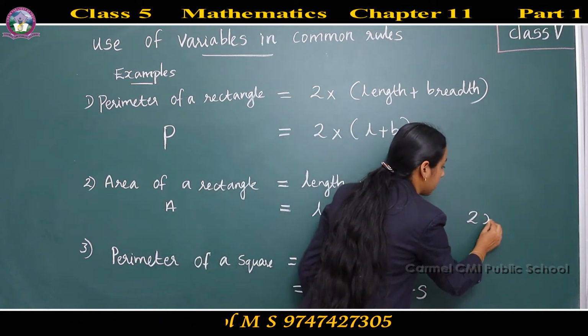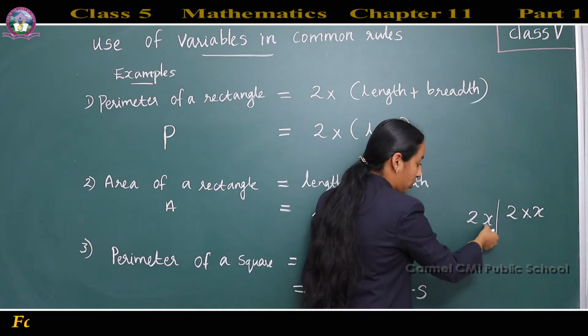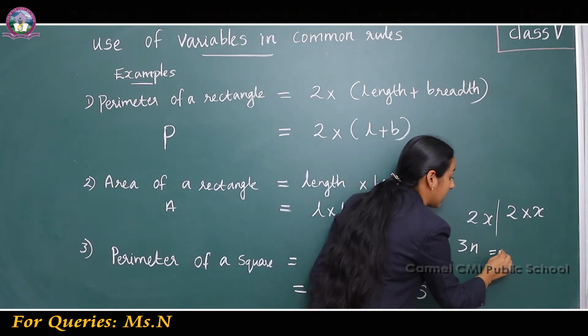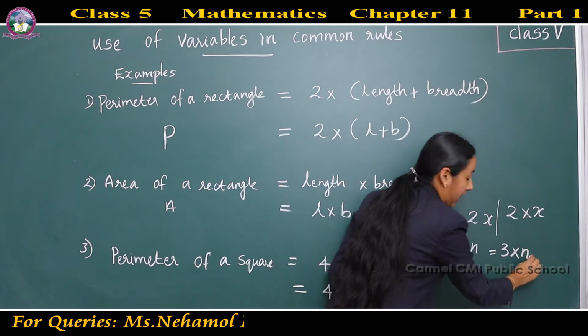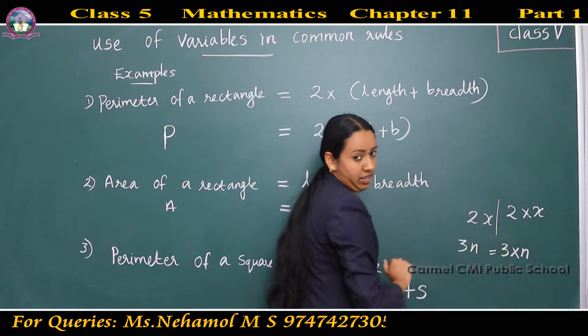Similarly, 2x means 2 into x. 3n means 3 into n, not 3 plus n. 3n means 3 into n.